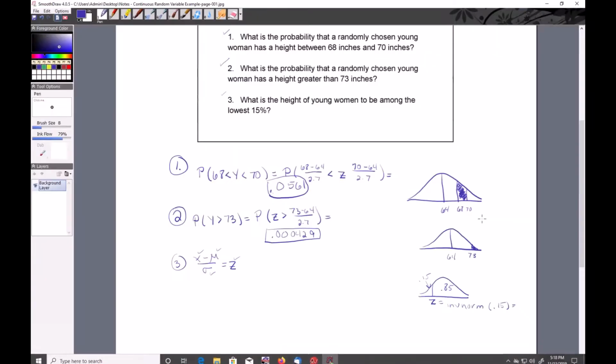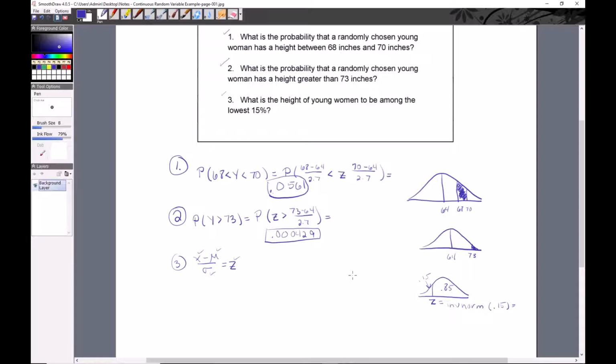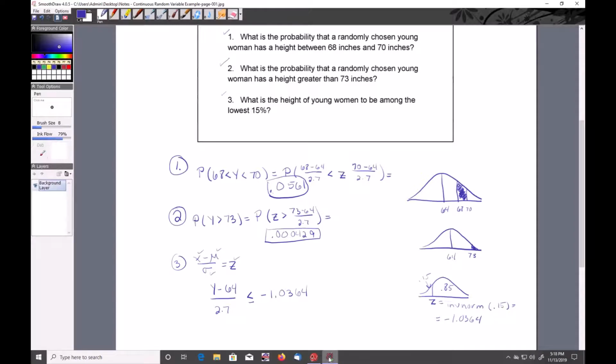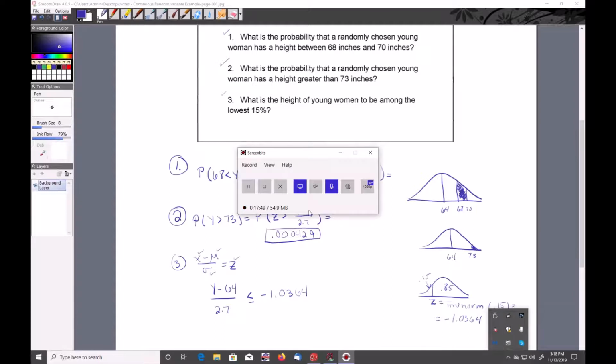Right, so that will equal, hopefully I remember that, I may have to go back, negative 1.0364, right? So we can just say that (y minus 64) over 2.7 has got to be less than, and if you want to do less than or equal to, it's the same thing, negative 1.0364. I don't actually know this number, so I'm not going to bore you with me grabbing my calculator, so stand by.